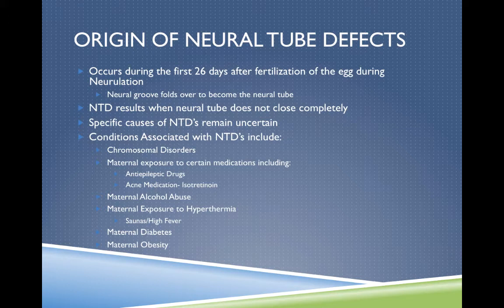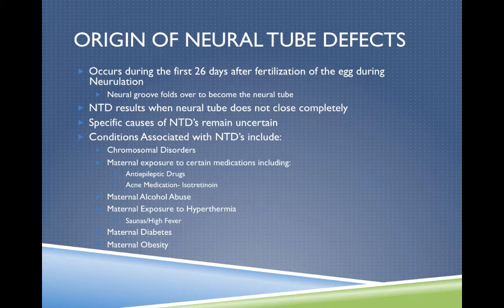Neural tube defects result when the neural tube is not closed completely, and specific causes of neural tube defects remain uncertain, although it is believed that both environmental and genetic factors play a role.